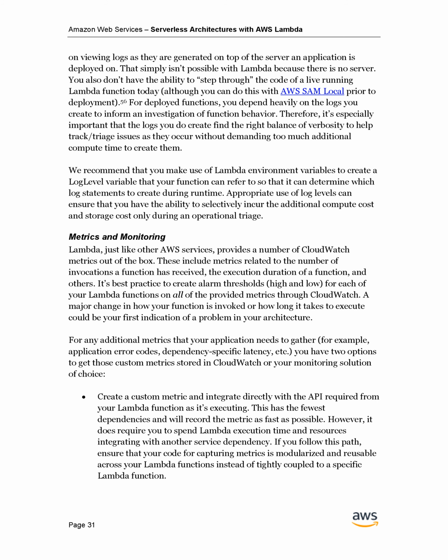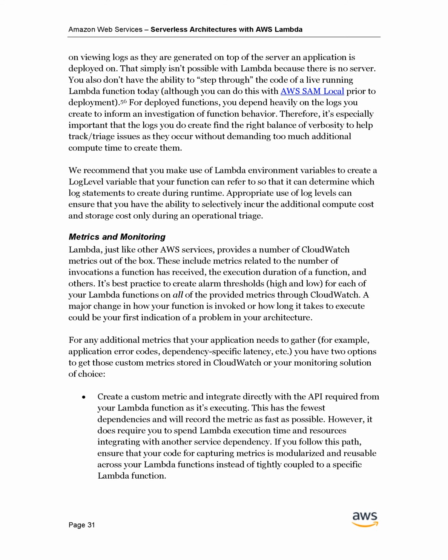Metrics and monitoring. Lambda, just like other AWS services, provides a number of CloudWatch metrics out of the box. These include metrics related to the number of invocations a function has received, the execution duration of a function, and others. It's best practice to create alarm thresholds, high and low, for each of your Lambda functions on all of the provided metrics through CloudWatch. A major change in how your function is invoked or how long it takes to execute could be your first indication of a problem in your architecture.